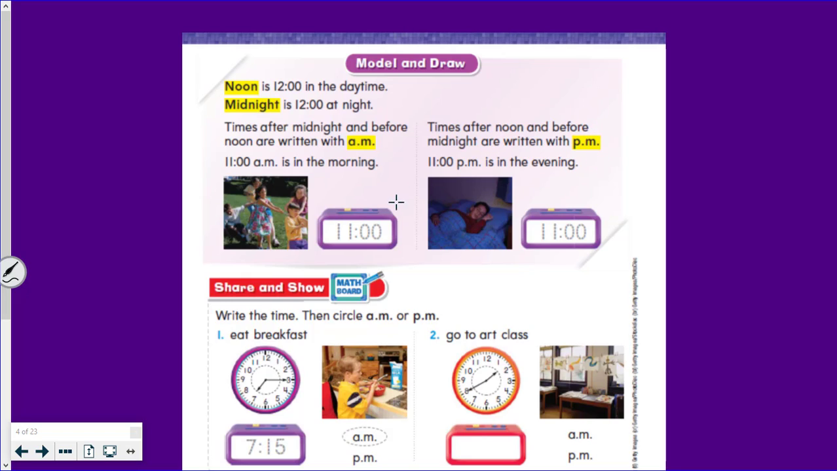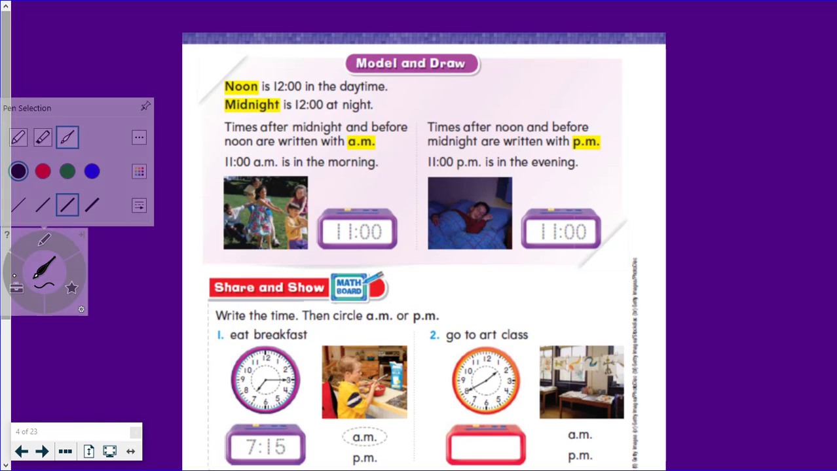So 11 p.m. is in the evening. So this guy, he's knocked out. He's sleeping, right? Because that's what you do in the evening. So let's go ahead and trace these times real quick. I think I'm going to have to switch back to my pen.